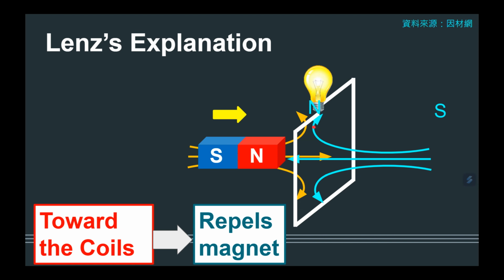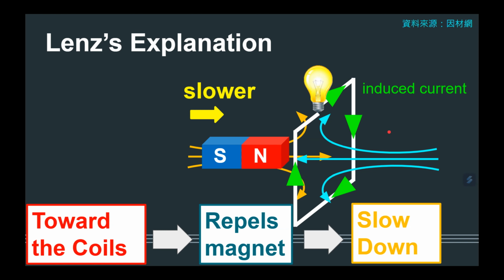We can see this will repel the magnet, because here is an N pole and this is an S pole. According to the right-hand rule, if your induced magnetic field is to the left, we can understand the induced current is clockwise here. So it will slow down the magnet and produce the induced current.